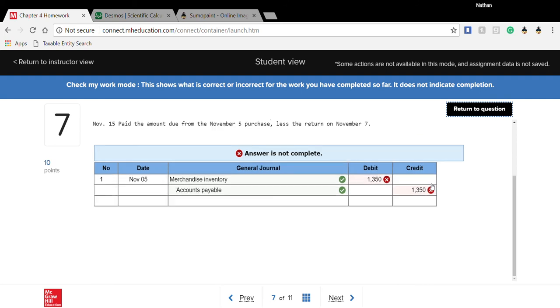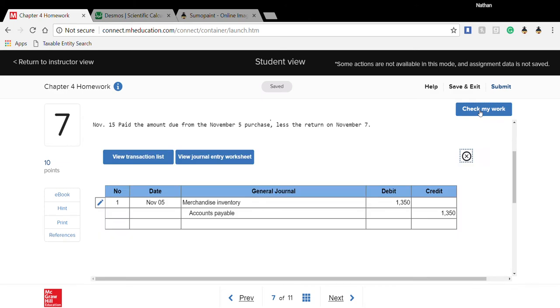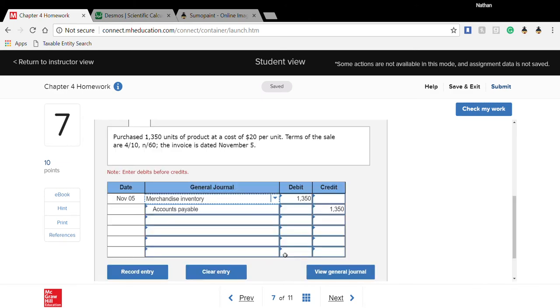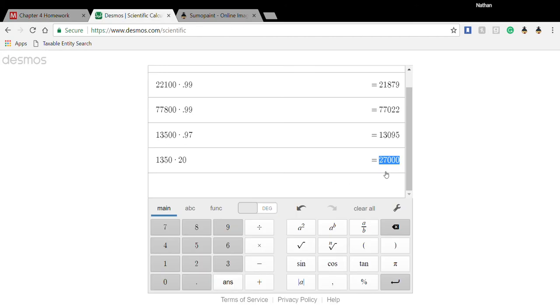Again, if you hit check my work, it should be correct, but something's up here. What did we not do? Okay, turn to question. Oh, I did the common mistake. I just told you how much the cost is, and look what I did. I put in the units. Common mistake right here. Apologize for that. Again, it's 27,000.